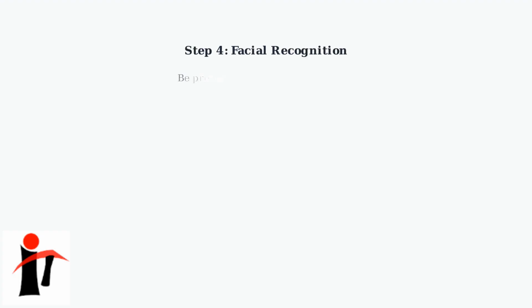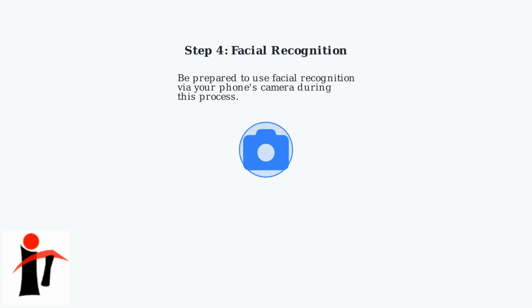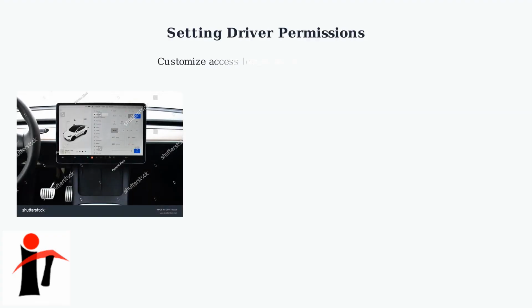During the verification process, you'll need to use your phone's camera for facial recognition. This biometric step confirms your identity before the driver invitation is sent. When adding a driver to your Tesla, you can customize their level of access to suit different needs. The app offers several permission options that control what each user can do with your vehicle.